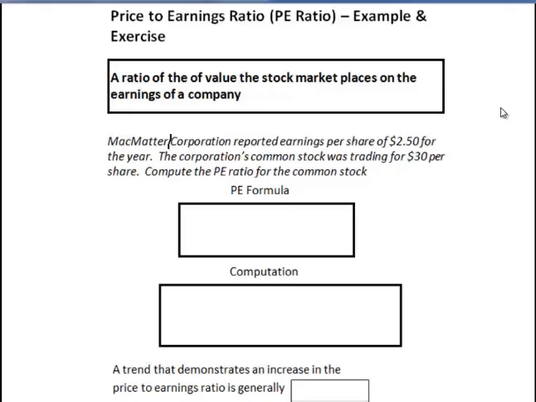This is a slide on the calculation of what we call the price to earnings ratio, or for short, PE ratio. This is a ratio of the value that the stock market, in other words buyers and sellers on the open stock market, place on the earnings of a company. Now, we're going to look at this next slide as an illustration. This next slide is just for your information only. It is not part of your workbook.